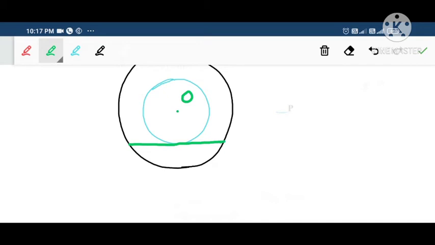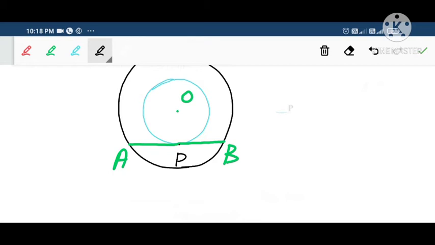So just observe this chord. I give the names A and B. AB is a chord. I have drawn the chord in the big circle, and it touches the smaller circle at a point P. Now you see that AB is a chord of the big circle and a tangent to the smaller circle, because it touches only one point P, that is the point of contact.